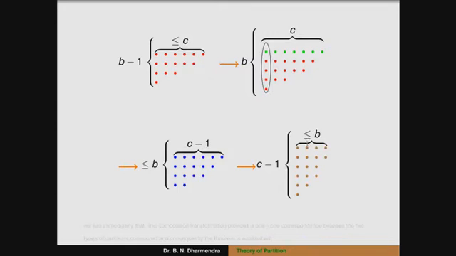Overall, the total number of parts of the partition, when I add the terms, can be written in terms of A minus B. That is the theorem statement. More particularly, we see immediately that the composition transformation provides a one-to-one correspondence between the two types of partition considered, and consequently the theorem is established.